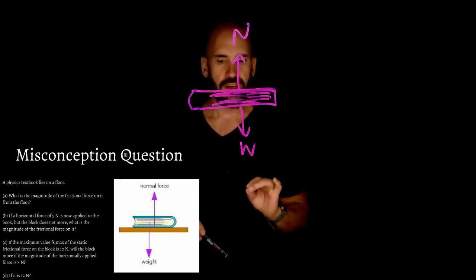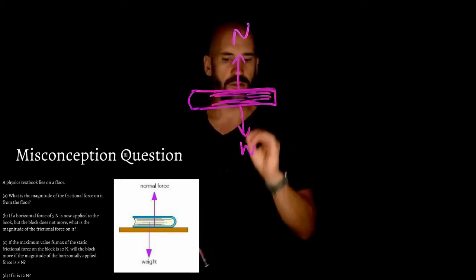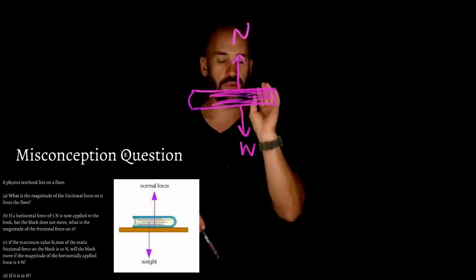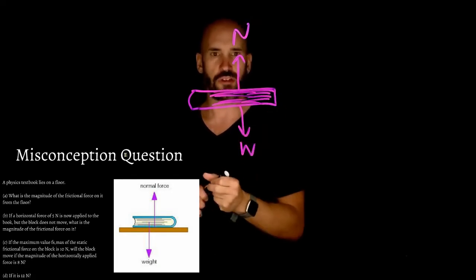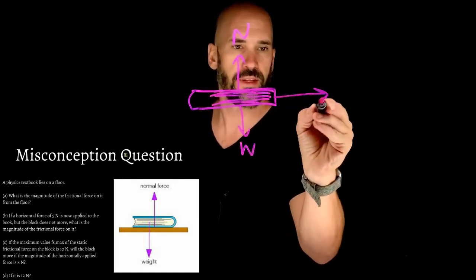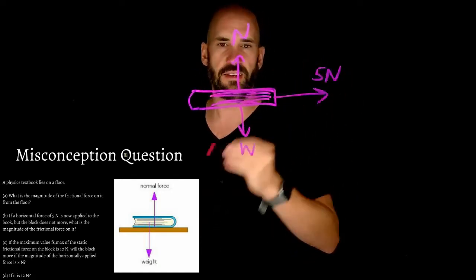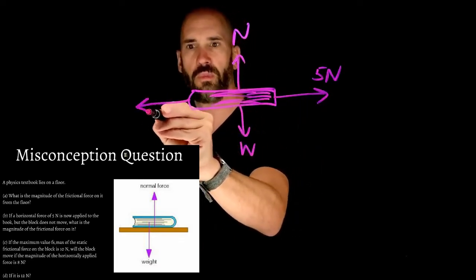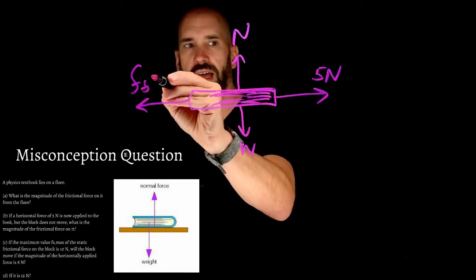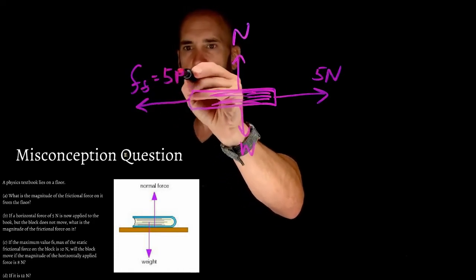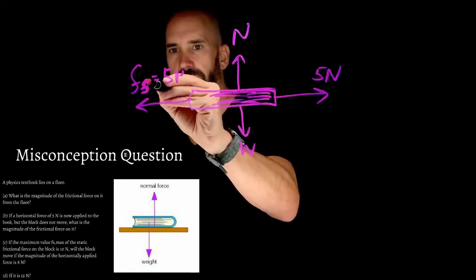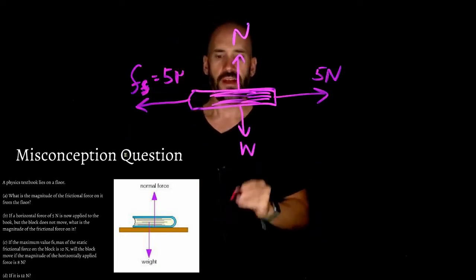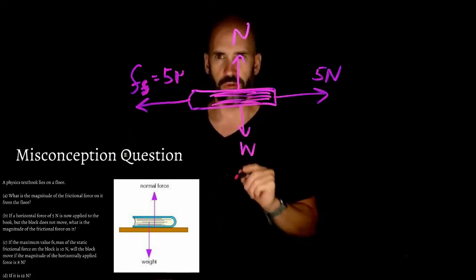There's no one pushing anything, right? But part B says, if a horizontal force of 5 newtons is now applied to the book, but the book does not move, what is the magnitude of the frictional force? So I put 5 newtons here, but the book does not start to accelerate. Well, if it's not accelerating, that means the frictional force must be opposing it at exactly 5 newtons. And this is F_s, S for static. So in that case, the frictional force would be 5 newtons.